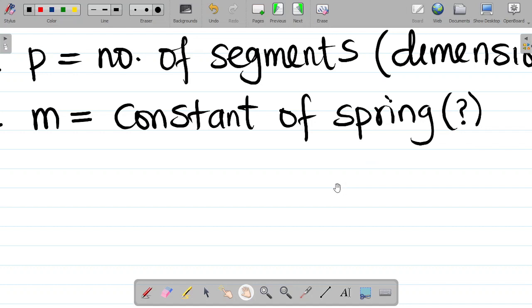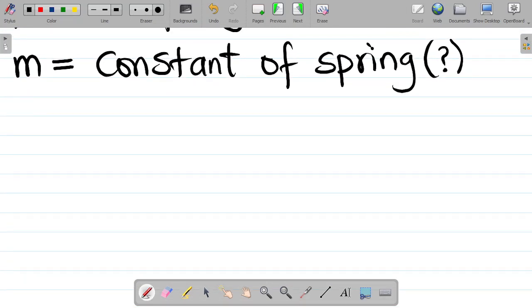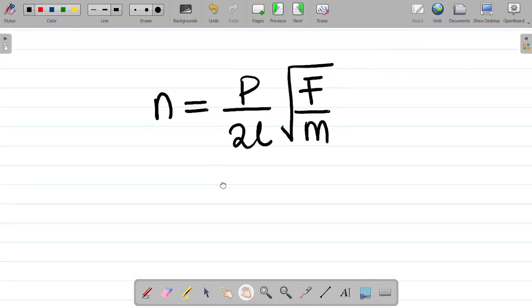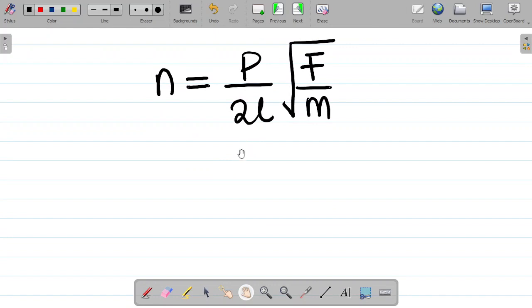Now, in finding the dimension of m as required in this question, there are 2 ways to go about it. I will show you 2 different ways of finding the dimension for m. First things first, let's write out the formula given. The formula given is that n is equal to P all over 2L root F all over M. This is the first thing there. And I want to make M the subject of the formula.